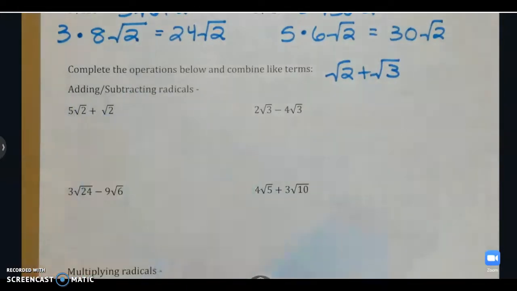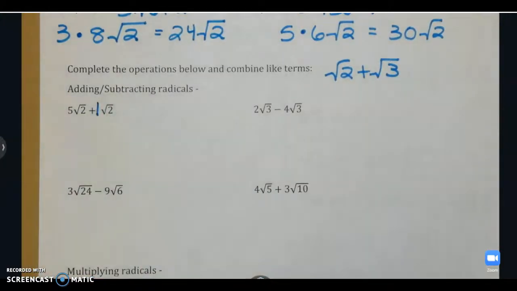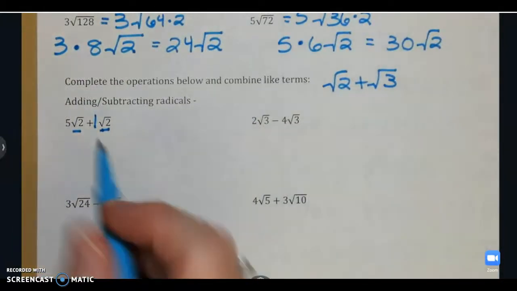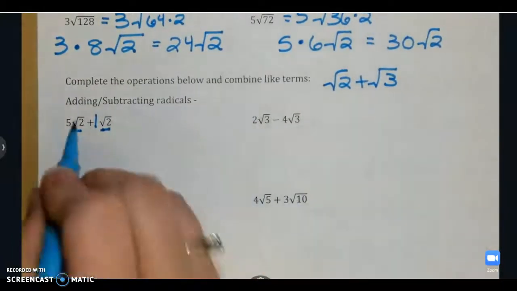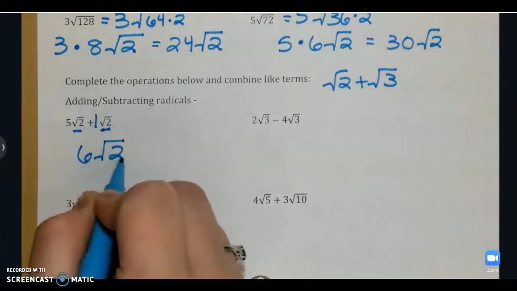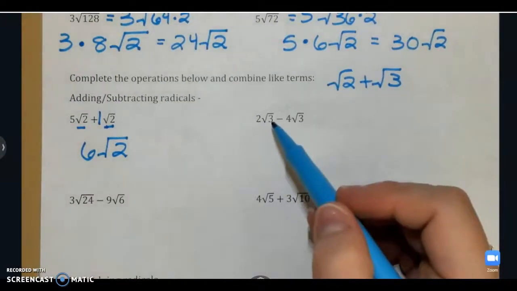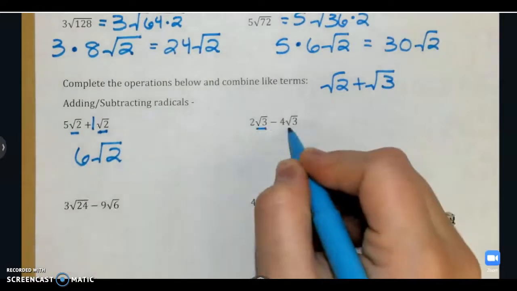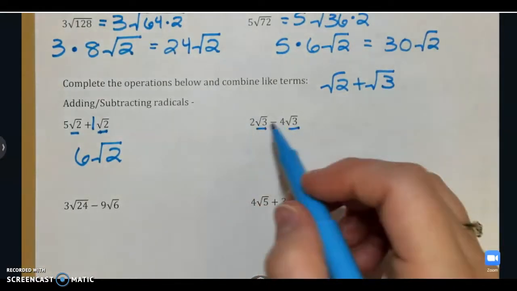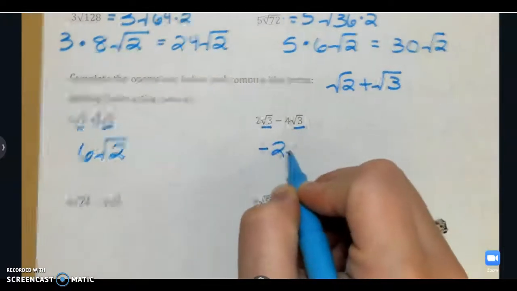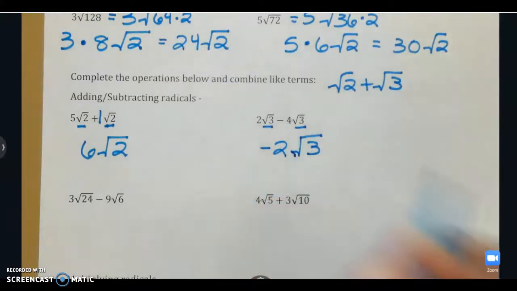So looking here on this first one, 5 square root of 2 plus the square root of 2. We assume that that coefficient is 1. My radicals do match, so these are like terms. So let's add our coefficients. 5 plus 1 is 6, and my radical stays the same. So that would be 6 square root of 2. Okay. Next one, 2 square root of 3 minus 4 square root of 3. Again, I have matching radicals, so these are like terms, and I'm going to subtract their coefficients. 2 minus 4 is negative 2, and my radical stays the same, so negative 2 square root of 3.